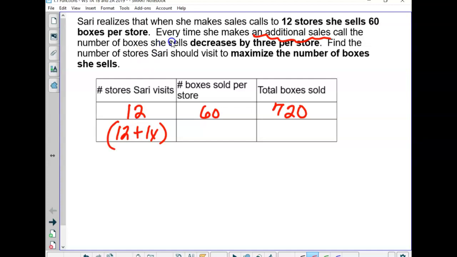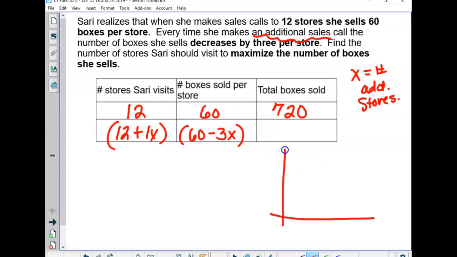Every time she does that, she decreases her sales average by 3 per store. So this one is going down by what? So how would we write that? Okay, so X is really the number of additional stores that she goes to, or the number of drops in boxes sold, either way. All right, find the number of stores she should visit to maximize the number of boxes she sells.